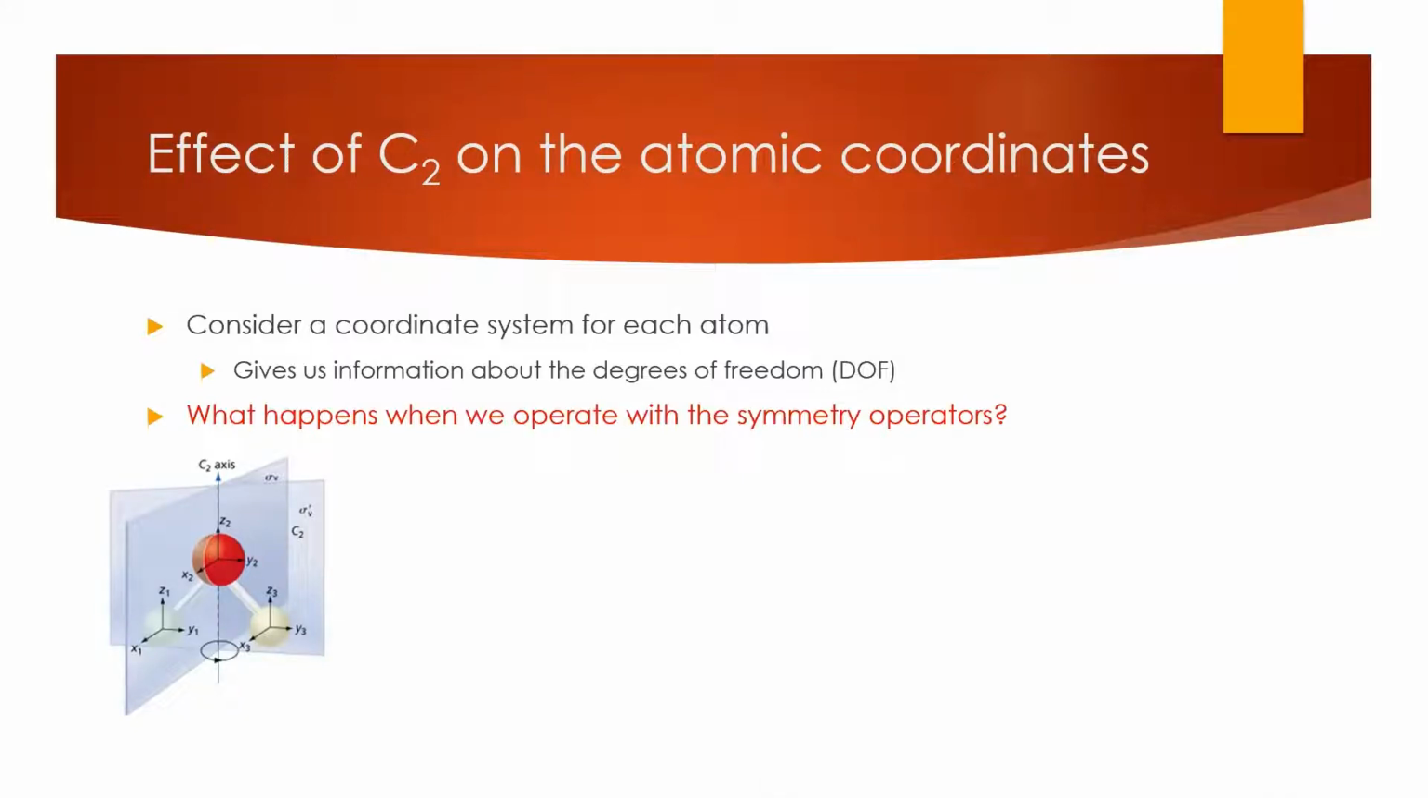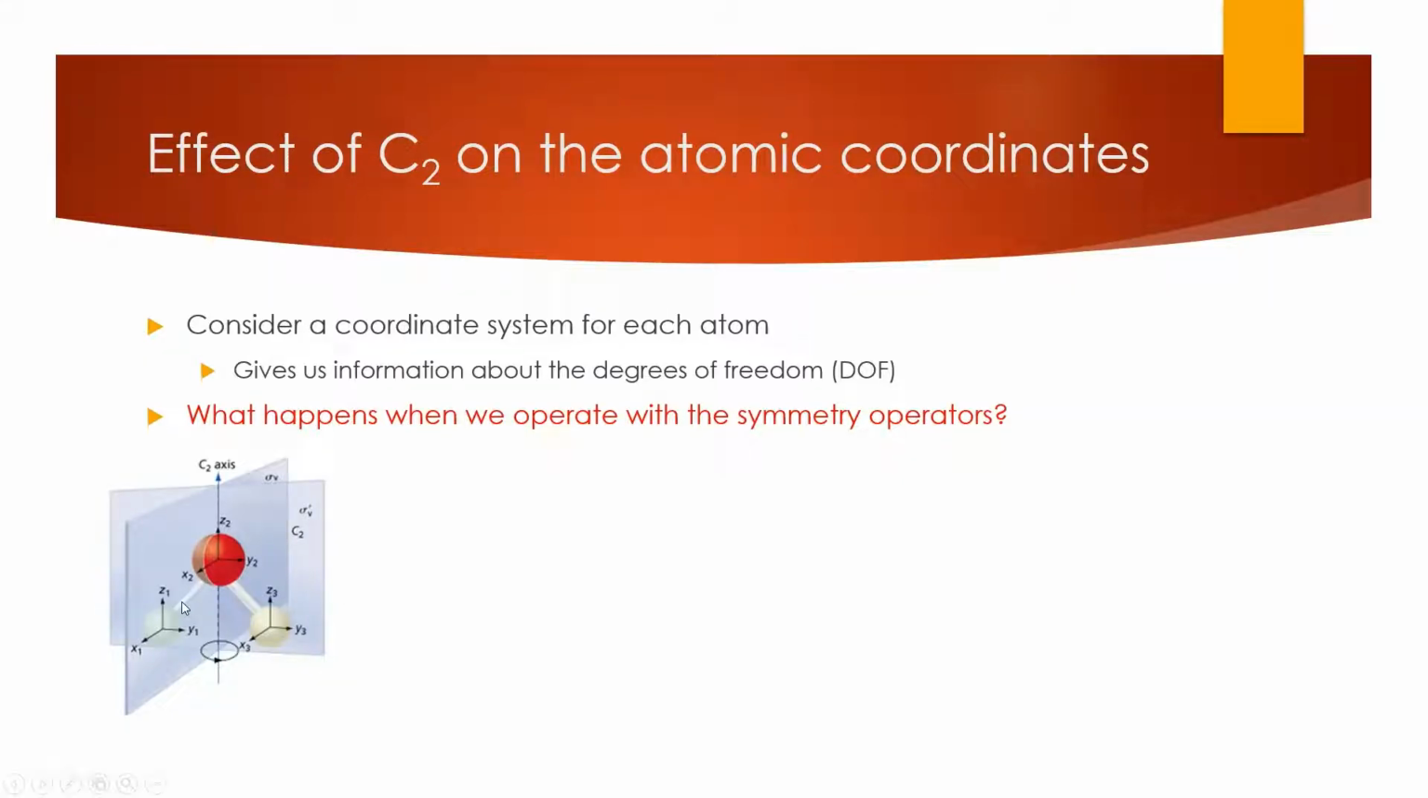So now what we're going to try to do is figure out what happens to this whole molecule when we transform it. So we're going to start with the C2 rotation. If we take this molecule and we rotate it 180 degrees around this C2 rotation axis, what happens to all of our coordinates? Well, you'll note a couple of things.